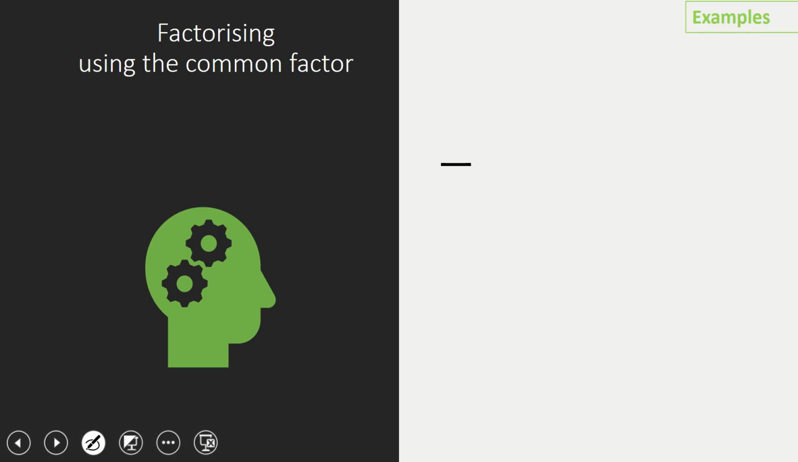So, factorizing using the common factor. So in this case, factorizing is writing as a product with brackets. So at the beginning, we were going to multiply out brackets, so we were going to remove the brackets. And this time we're going to do the other way around, so we're going to put down some brackets.